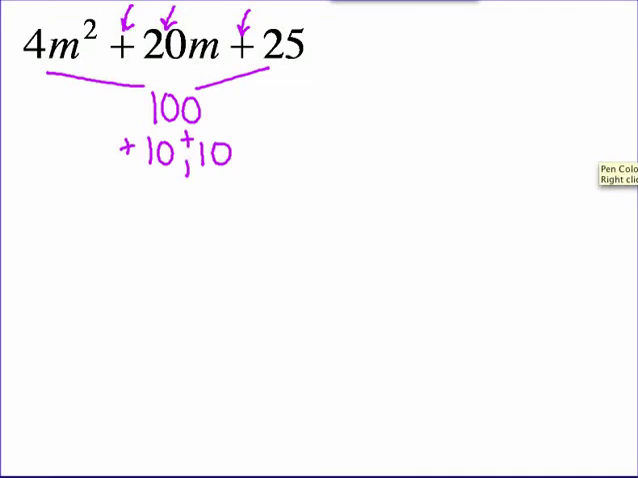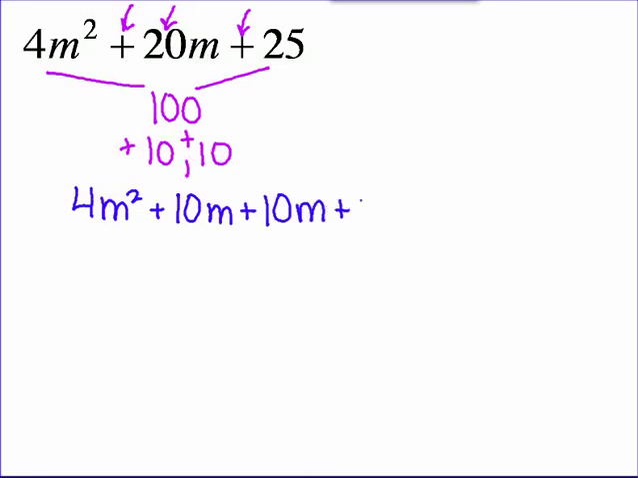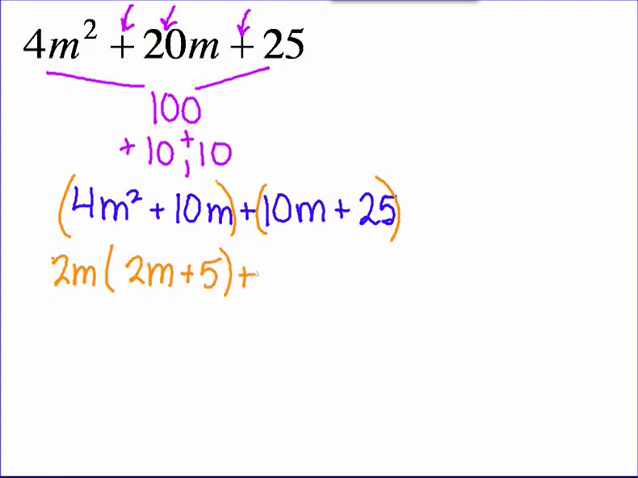Next step, what do we get? Yep, go ahead. 4m squared, perfect, plus 10m plus 10m, yep, plus 25. What do you do now? Put them together, yep, group them. What's in common? m and 2m. So if I take out a 2m, what do I get? 2m squared plus 2m plus 5. What do you get from the second one? 5. And so then I get?